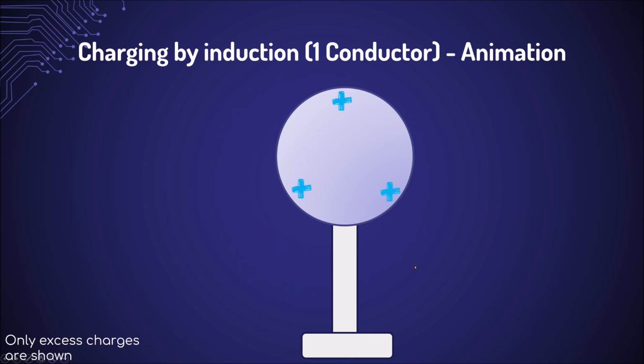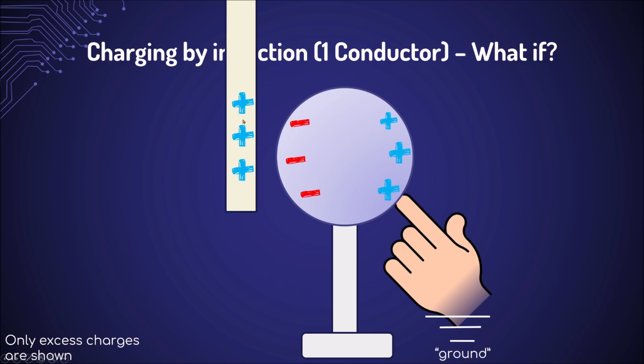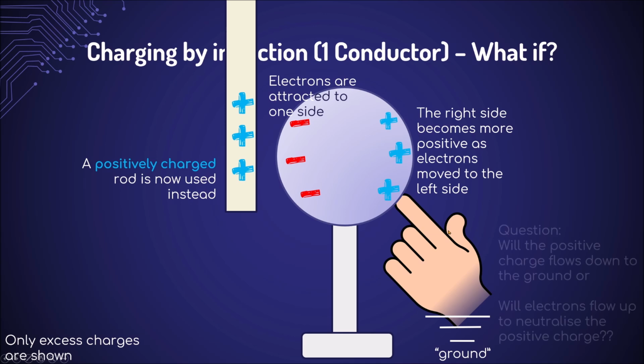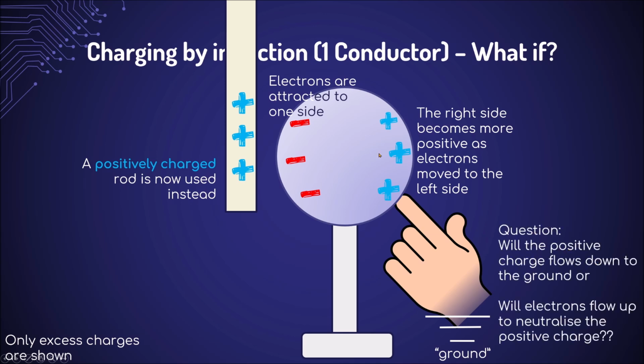Okay, so importantly, next thing, what happens if I use a positively charged rod instead? When I touch it, the charge distribution will be: the left side of this diagram is more negatively charged, the right side is more positively charged. And my question is, what will happen? Will the positive charge flow down to the ground, or will the electrons flow up to neutralize the positive charge?